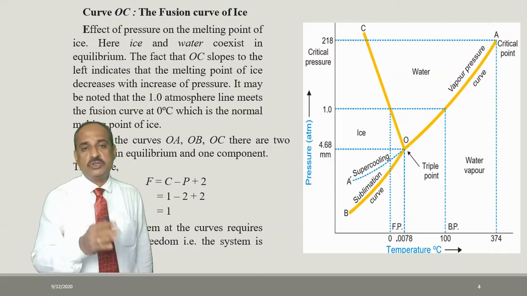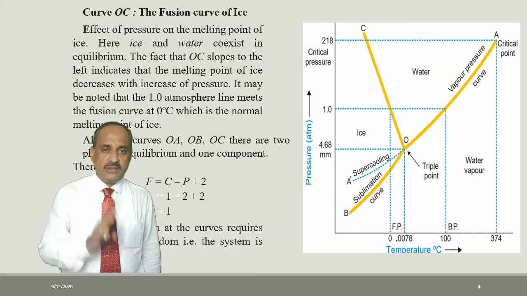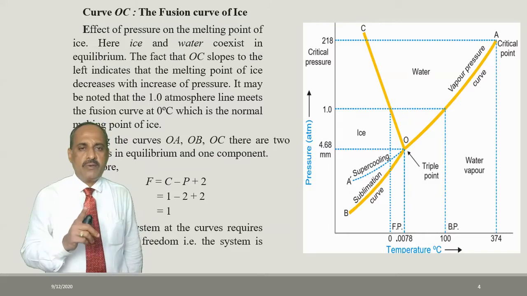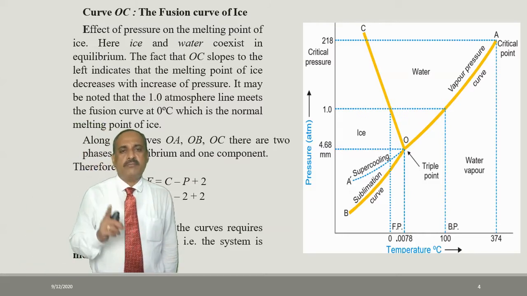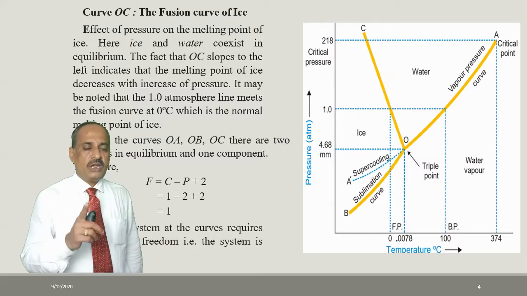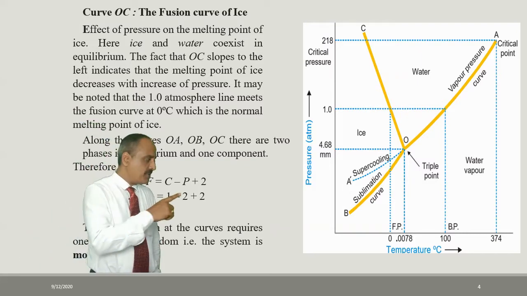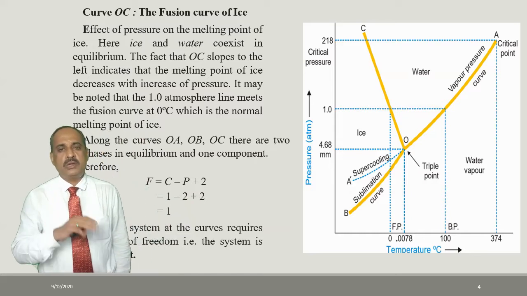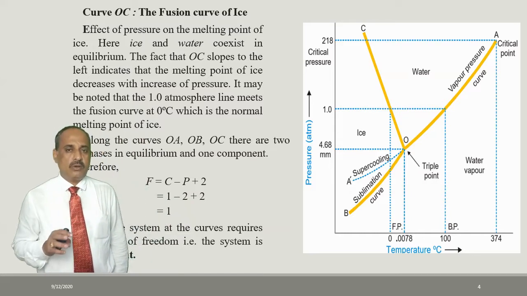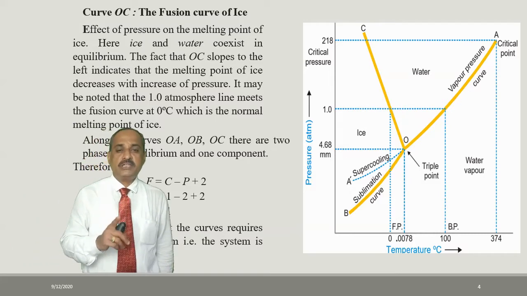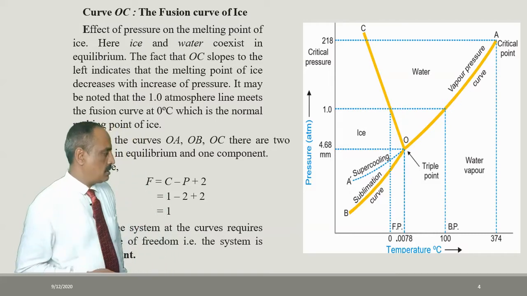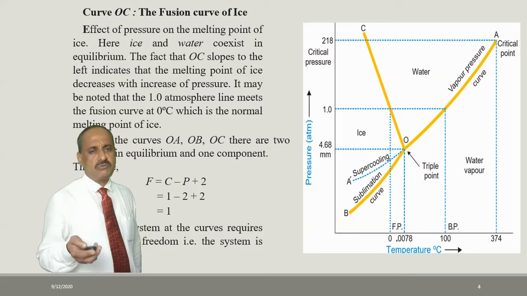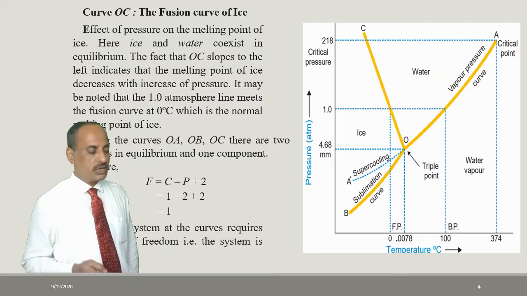So, what is the meaning of F = 1? It means that to explain the water system at the curves, we require 1 degree of freedom. That is, if temperature is known, then pressure is automatically known, or if pressure is known, temperature is automatically known. So, F = 1 is nothing but it requires 1 degree of freedom. Now, the meaning of F = 1 is that the system is monovariant, which means it requires only 1 degree of freedom.